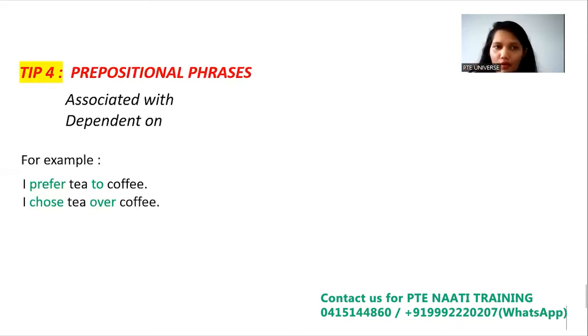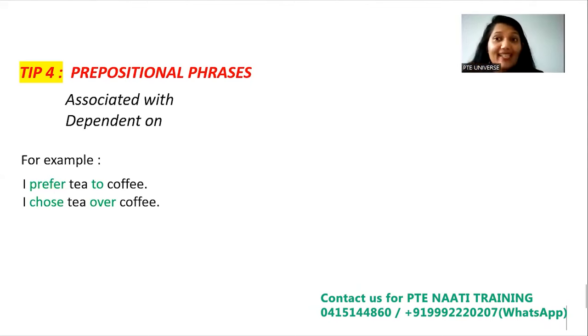Now, tip number 4, very, very important, is prepositional phrases. Sometimes you will see that a few words will come with a particular word. Like, I prefer tea to coffee. With prefer, we use to. We don't say I prefer tea over coffee. But with choose, we say over: I choose tea over coffee. So these are prepositional phrases.